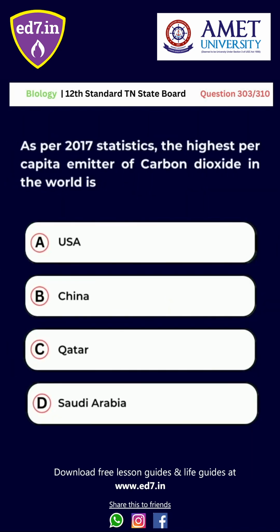Question number 303. As per 2017 statistics, the highest per capita emitter of carbon dioxide in the world is A. USA. B. China. C. Qatar. D. Saudi Arabia. The right answer for this question is option B, China.